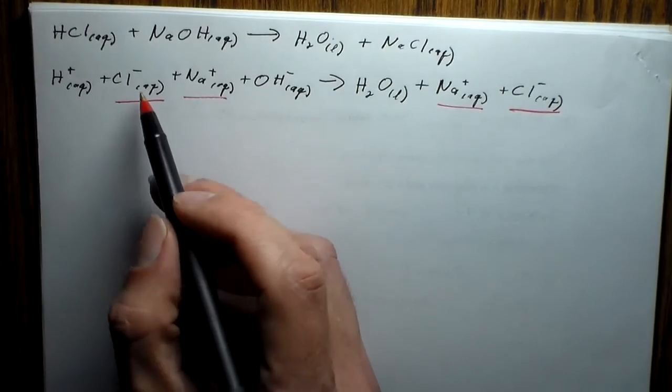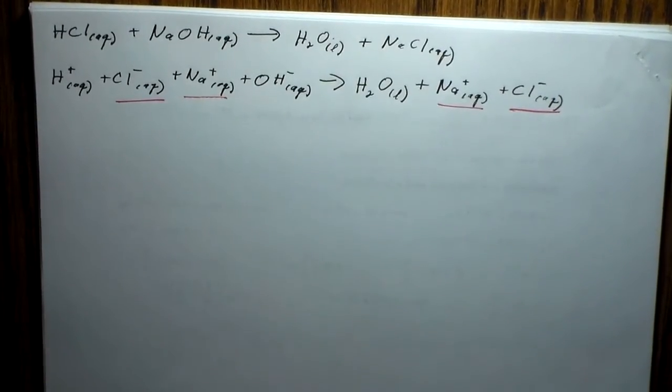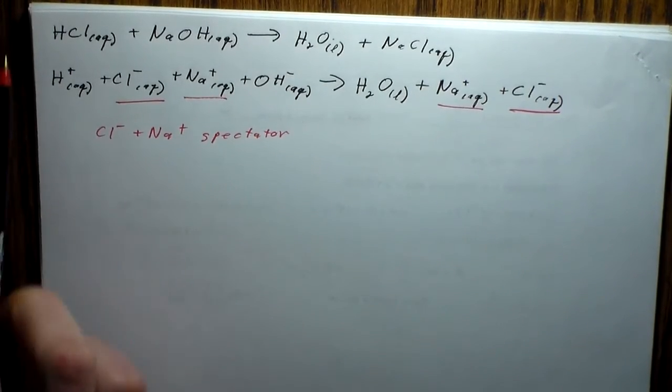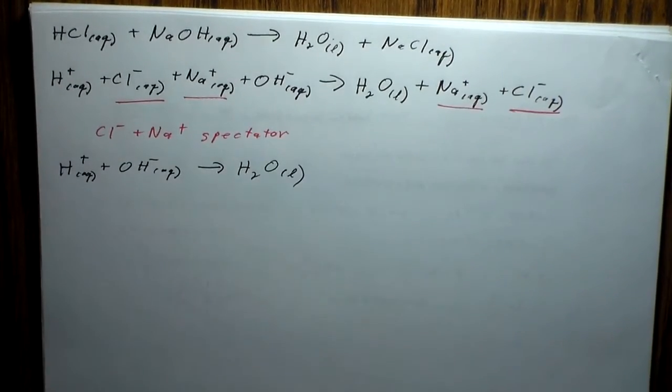So that means that my chlorine and my sodium are my spectators, right? Because they're the same form on both sides. So we're just going to write what's left over here. So H plus plus OH minus gives me water.